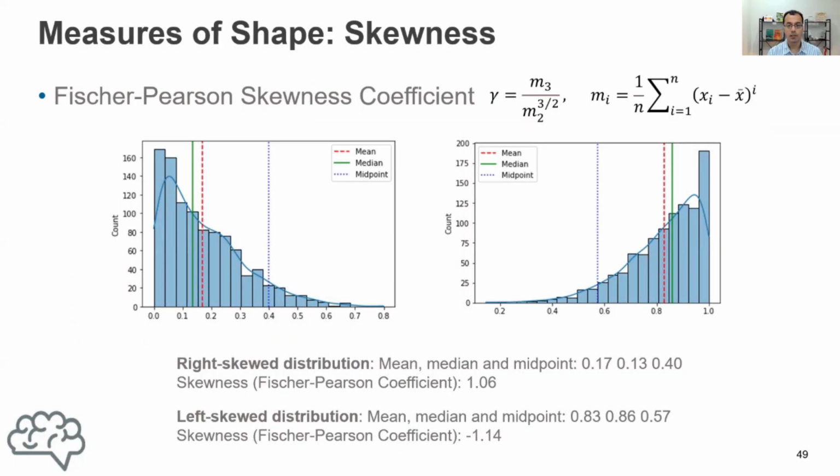Let's have a look at it in an example. Here I am plotting one distribution with a positive skew and another distribution with a negative skew. I am also plotting the values of the median, the mean, and the midpoint. The same thing for this negatively skewed distribution. And remember that the midpoint is calculated by taking the two extremes, summing them, and dividing by 2.